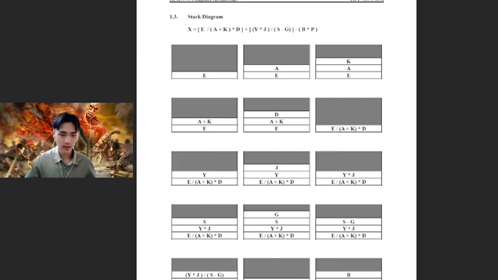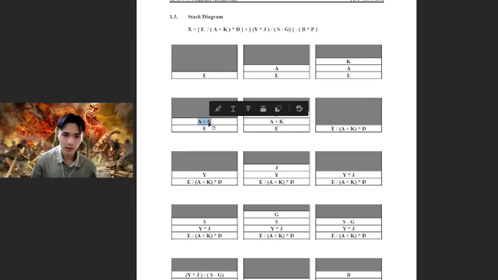Now let's delve into the intricacies of the stack diagram to gain a detailed understanding of its functionality. The stack diagram is a valuable tool that not only aids in comprehending the expression but also simplifies the process. I will illustrate its working using the table displayed below. We will first add the E to the stack diagram and later the A and K.